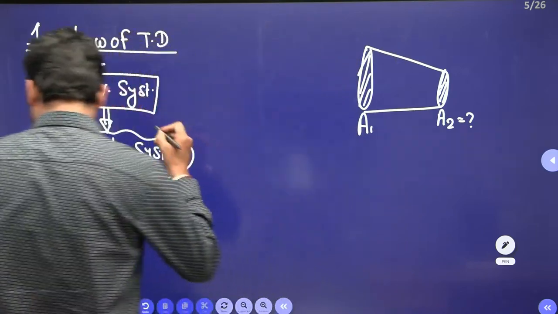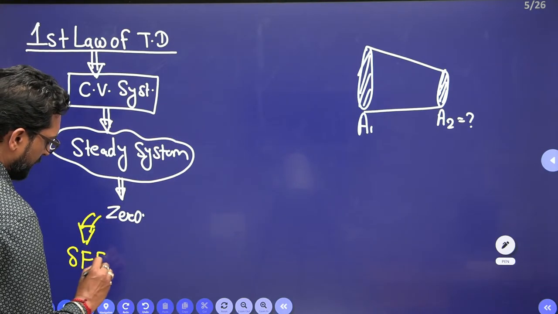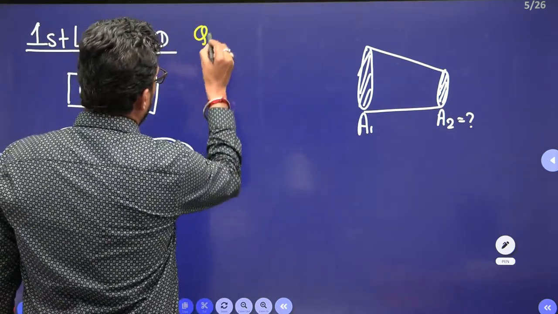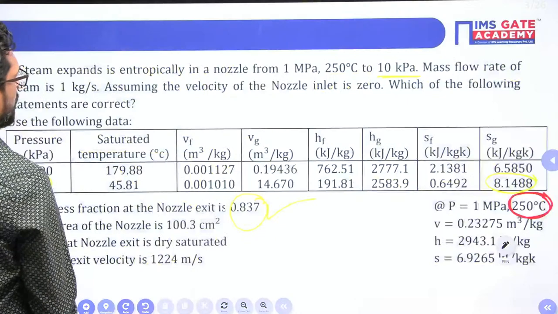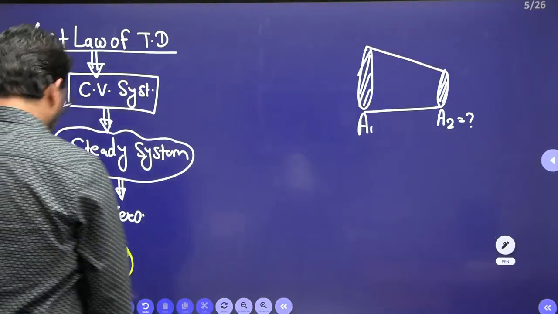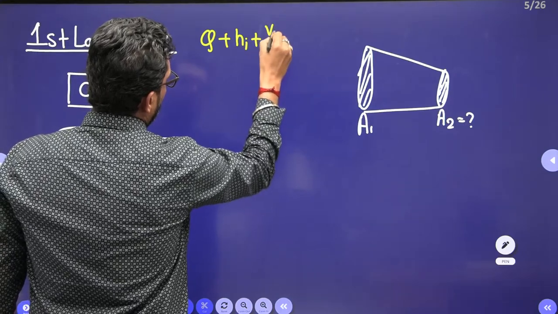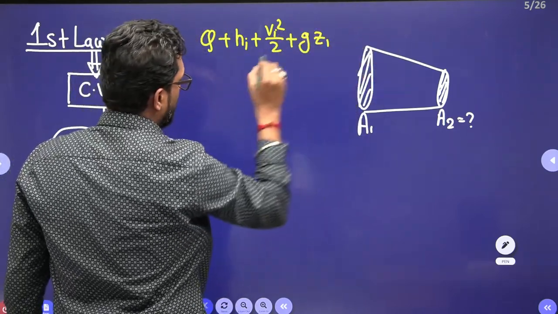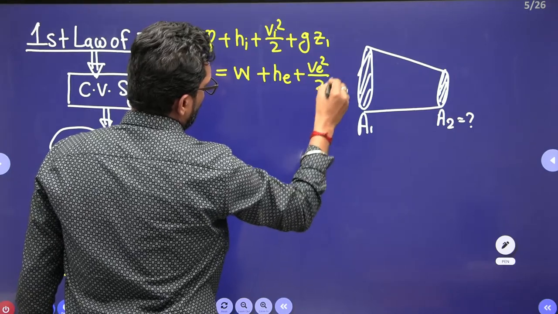Now apply the energy equation, that is called the steady flow energy equation. Apply the steady flow energy equation on a per unit mass basis, beta. Why per unit mass basis? Because no mass flow rate is given in the question, no problem. So Q plus enthalpy H1 plus V1 square by 2 plus g Z1, change in property with respect to system is 0, equals W plus H2 plus V2 square by 2 plus g Z2.